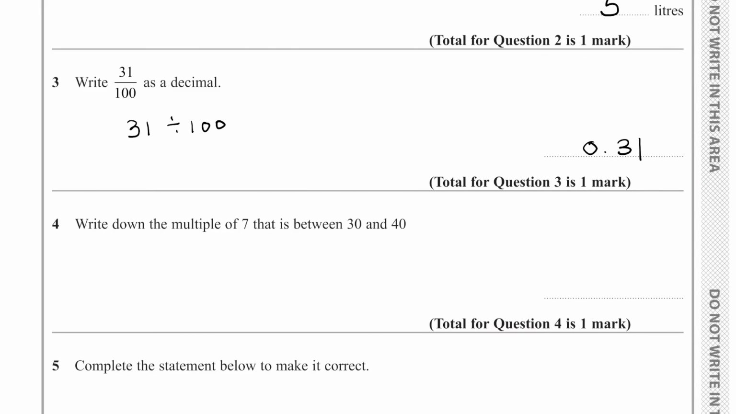Write down the multiple of 7 that is between 30 and 40. Again, we can use the calculator, but 7 times 5 is 35. So it is 35.